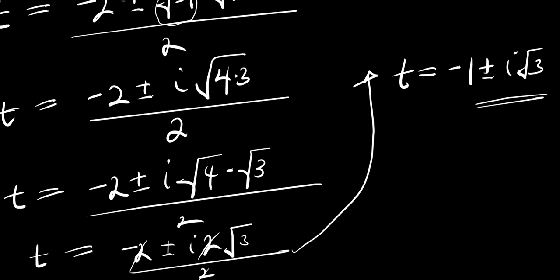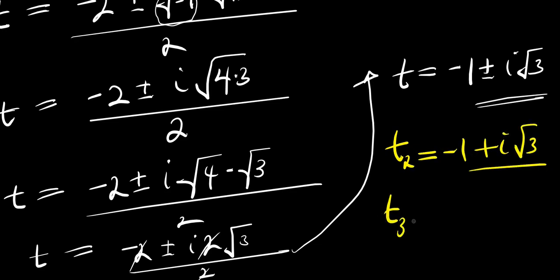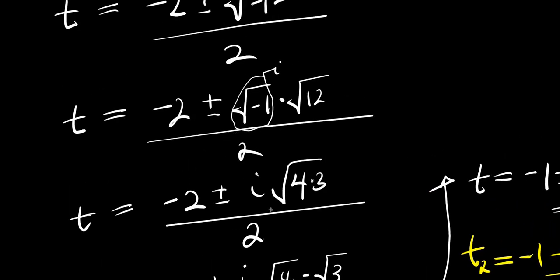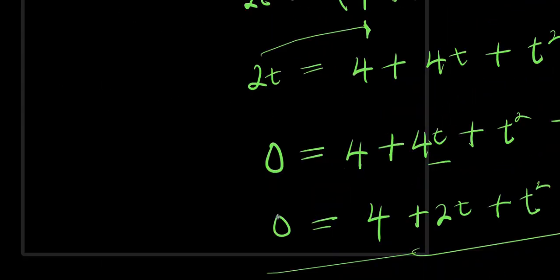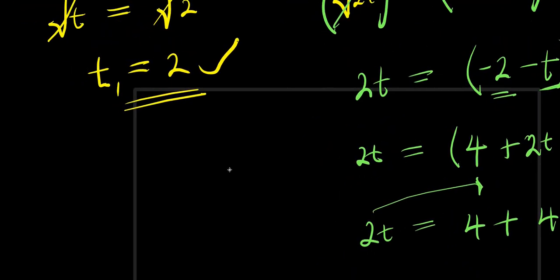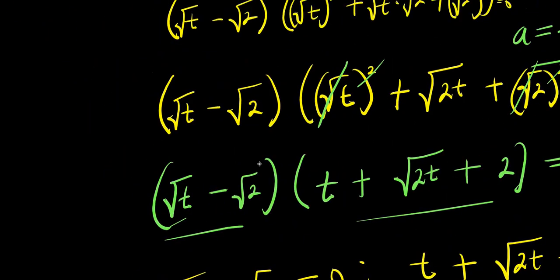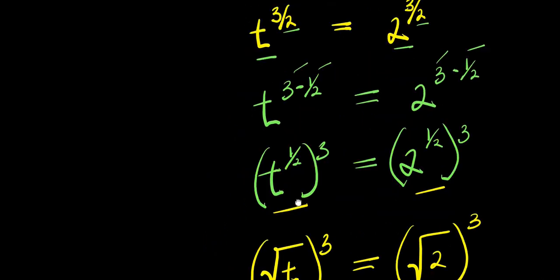We have two complex values for t. We have t2 equals negative 1 plus i root 3, and we have t3 equals negative 1 minus i root 3. Now we also have one real value for t, which is t equals 2. So write the real value for t. You can insert it right here.